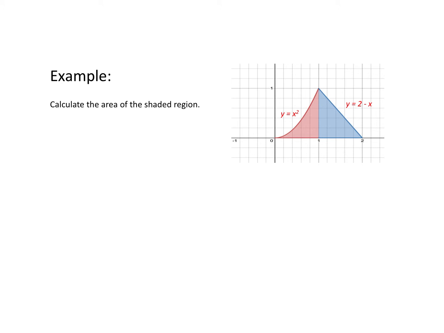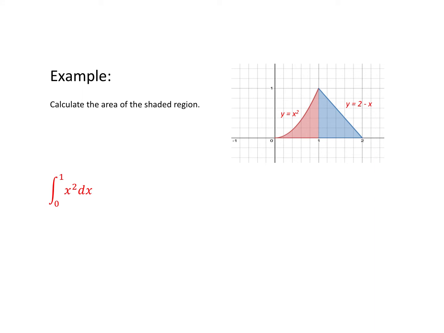So where might we use this, okay? One of the places would be in an example such as this. Calculate the area of the shaded region. Notice the red shaded region is created by this function y is equal to x squared, and the blue region is created by the function y is equal to 2 minus x. Okay, and it goes everywhere from x equals 0 to x equals 2.